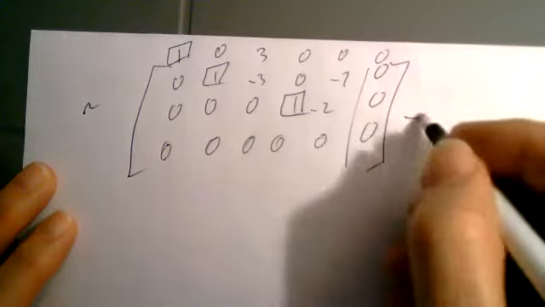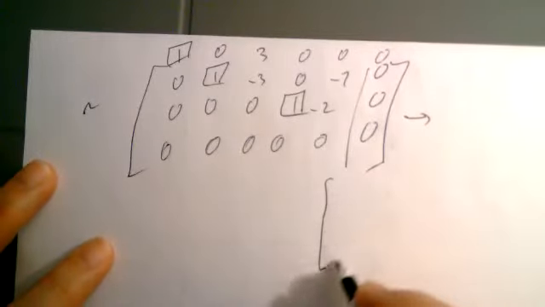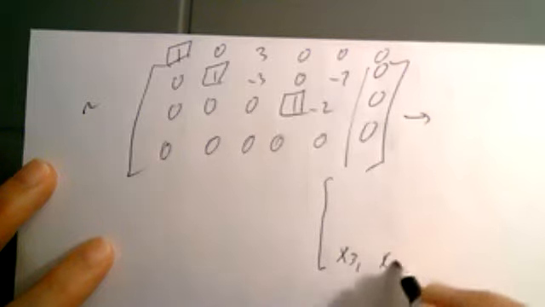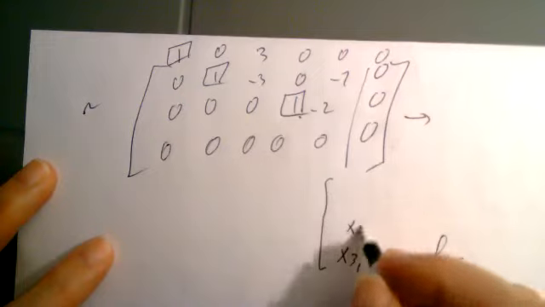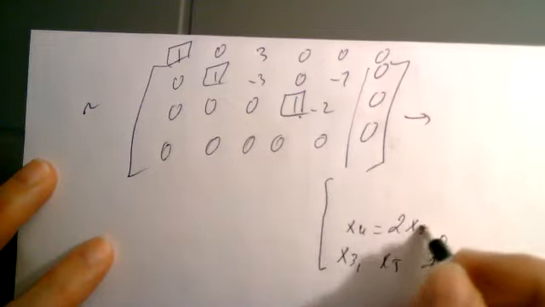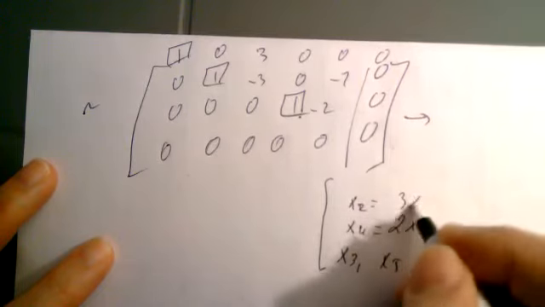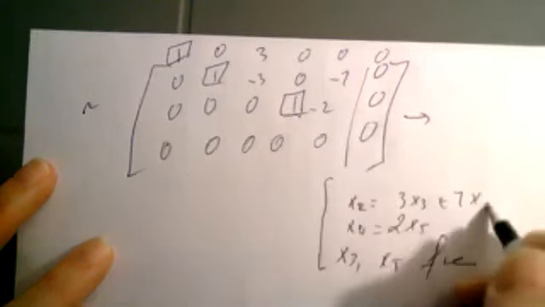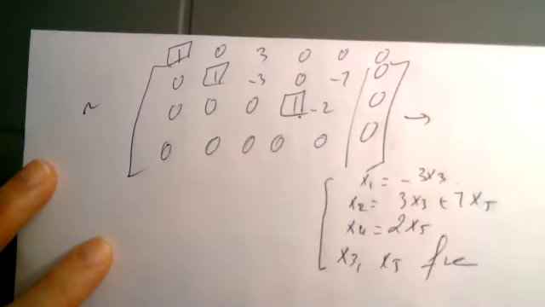So now I'm solving the system. Of course, nothing changed in terms of pivot, but the solution is easy. So x3, x5 are free. Now this is going to give me x4 is 2x5. The first one is going to give me x2, 3x3 plus 7x5, and the first one gives me minus 3x3.